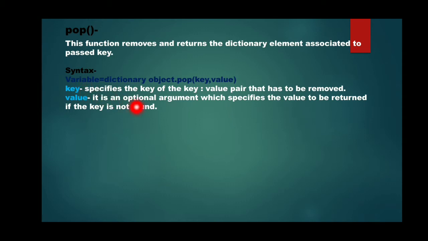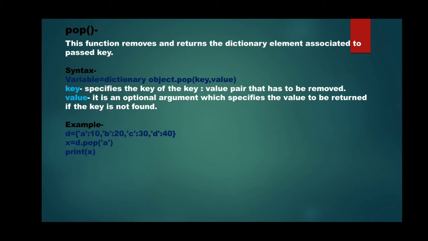Now, it might happen that the key that you have provided to the pop function does not exist. In that case, what will happen? It will flash you an error. So, in order to avoid that error, we provide the second argument. The second argument is helpful in case the dictionary does not contain the key that you have provided. In that case, the value you provide over here will be assigned to the variable written over here. See, this is the example.